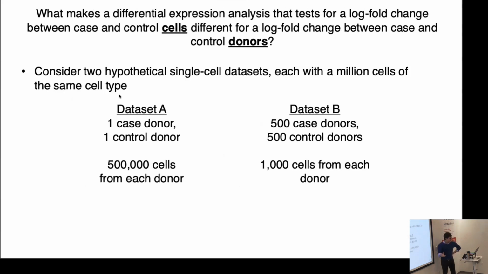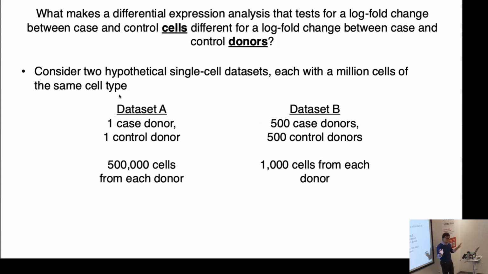But to start off with, I think it's useful to think of this hypothetical in this wacky world of single cell. What I want to convince you of in this slide is that the number of cells is not the most important number. Because it's useful to think about what is different between testing for differential expression between cells and testing for differential expression between donors. All my data here is of single cells, but it's useful to have this concept in mind.